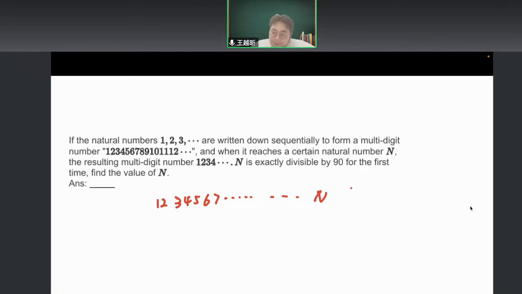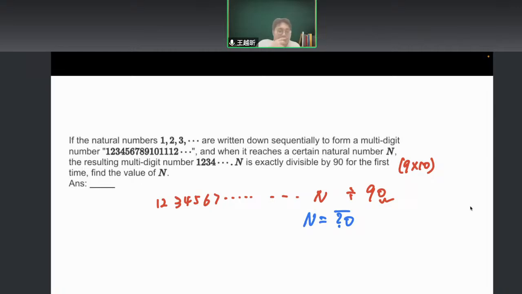So it can exactly divide by 90. So 90 is just 9 times 10. So I can give you the hint. The last digit is just 0, right? So the last digit is just 0. So n should be something 0. It's a kind of 2-digit number or maybe 3-digit number.